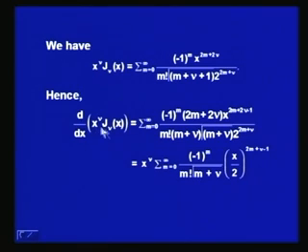So, d/dx of x^ν J_ν(x) will give us the sum over m from 0 to infinity of (-1)^m (2m+2ν) x^(2m+2ν-1) over m! (m+ν) Γ(m+ν), because of the property of the gamma function. Γ(m+ν+1) can be written as (m+ν) Γ(m+ν), times 2^(2m+ν). Now, we may cancel m+ν in the numerator and denominator, and then we shall have the right hand side equal to x^ν times the sum over m from 0 to infinity of (-1)^m over m! Γ(m+ν) into (x/2) raised to the power 2m+ν-1, which is equal to x^ν J_(ν-1)(x).